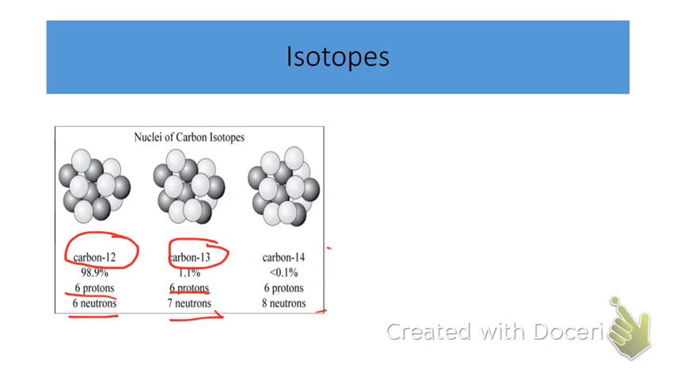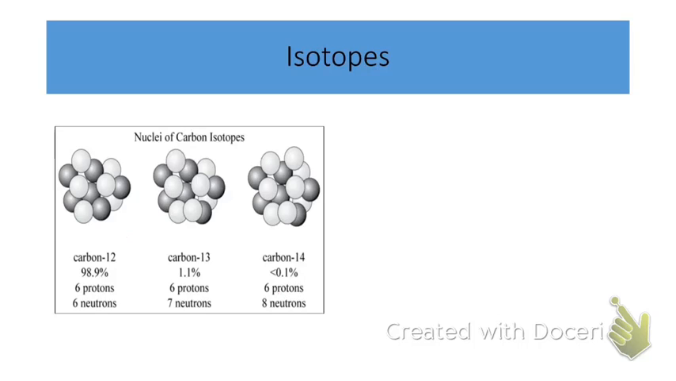Now, you'll also see that there are some percentages here. What are those percentages for? Well, it tells us how abundant these particular isotopes are. So, for instance, carbon-12 is the most abundant isotope of carbon. 98% of the carbon atoms out there are going to be carbon-12, whereas less than 0.1% of the carbon atoms out there in nature are only carbon-14. And in between that would be 1.1%, which would be carbon-13.